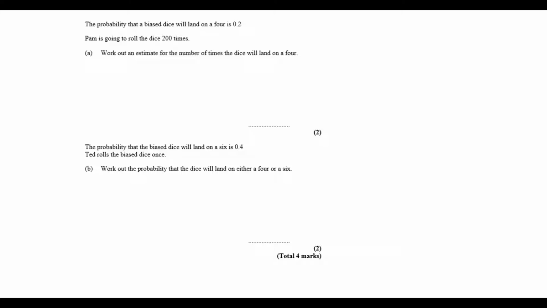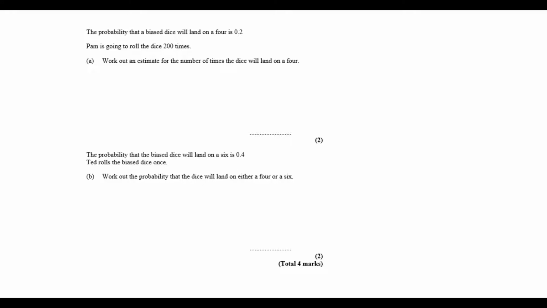So we know, first of all, that 0.2, we can think of that as a fraction, as 2 out of 10. So another way of thinking of that is, rather than the probability of 0.2, we can think of 2 out of 10: every 10 times she will get a 4. But I want to know how many times she will get it out of 200 times. So I'm going to make an equivalent fraction. 2 over 10 equals something over 200.